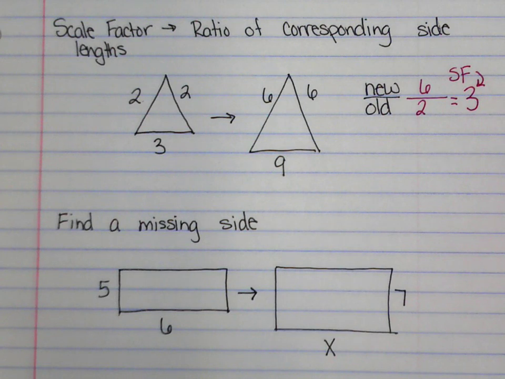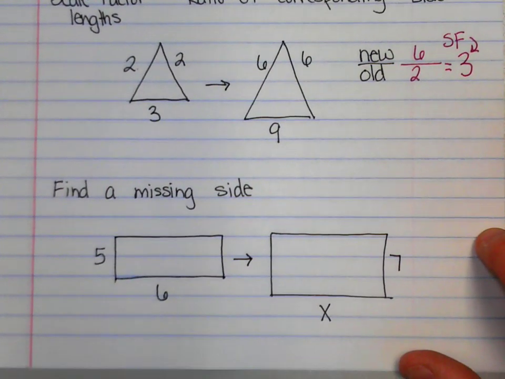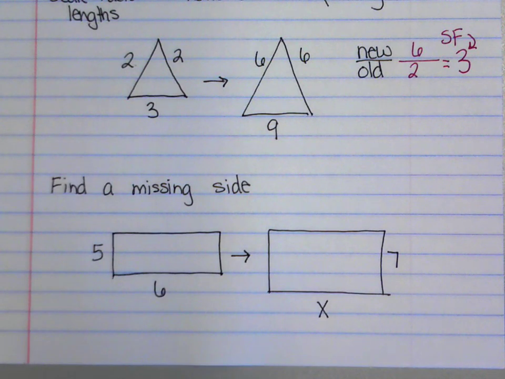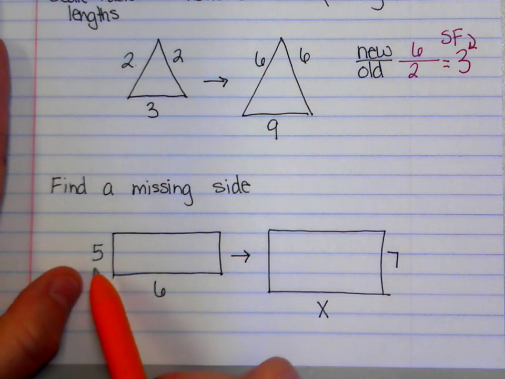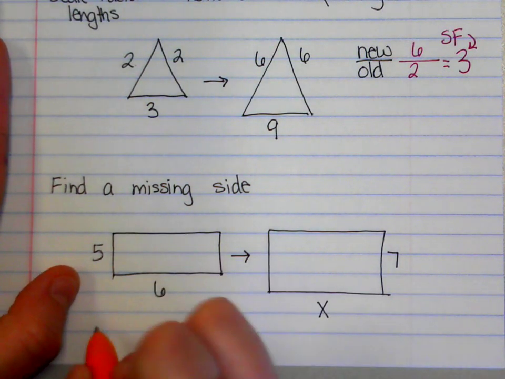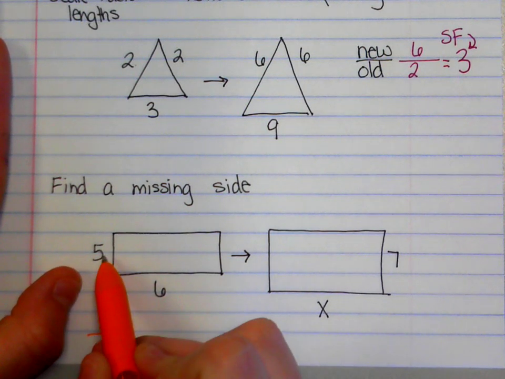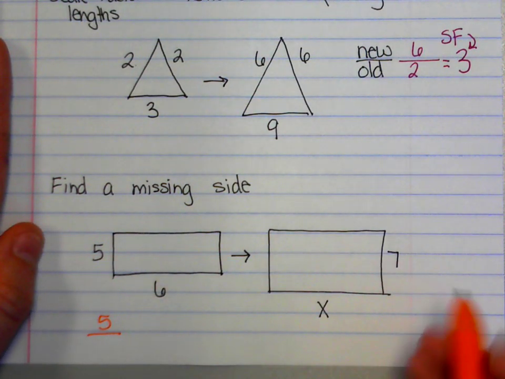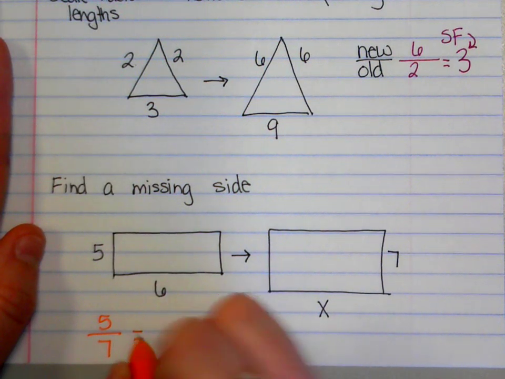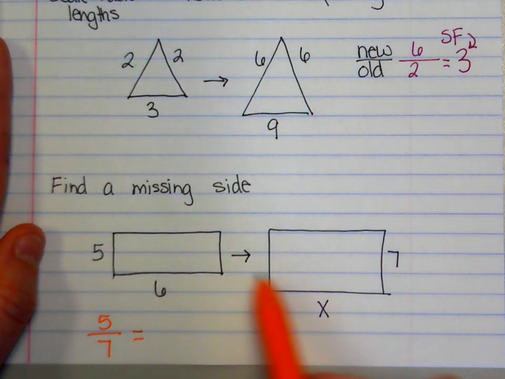All right, we use scale factor and the rules of similarity a lot when we have shapes and we have to find the missing side. So I have two rectangles here. They are similar. I'm going to go ahead and just tell you that. So what we're going to do is we need to find x, and we're going to build proportions in order to find it. So the first one I'm going to do is take the corresponding sides. So I'm going to put 5 over the corresponding side on the other shape, which is 7, and that equals 6 over x.